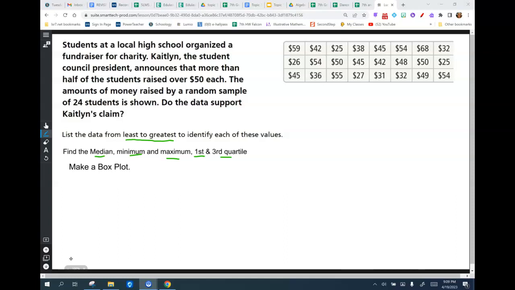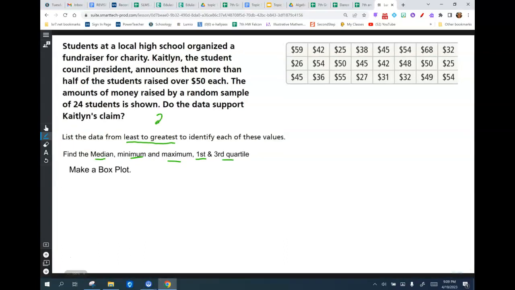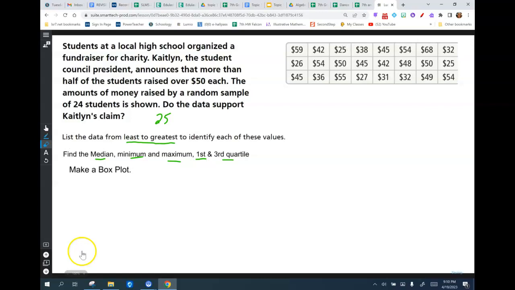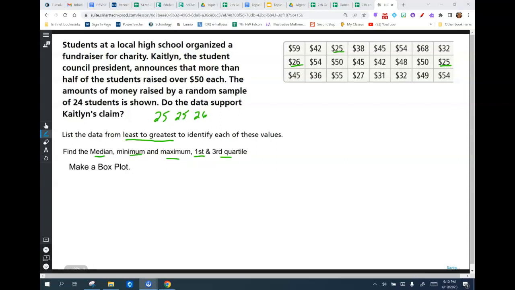So I'm going to start off with 25, which is my smallest number. And I'm just going to indicate when I've used that number by drawing a line underneath it so that I can make sure that I cover all of it. 25 is my lowest. Oh, there's another 25. Okay, and then I have a 26. You get the idea now.